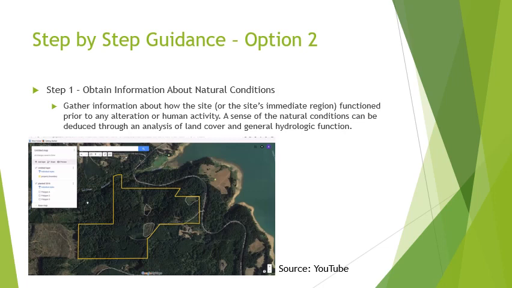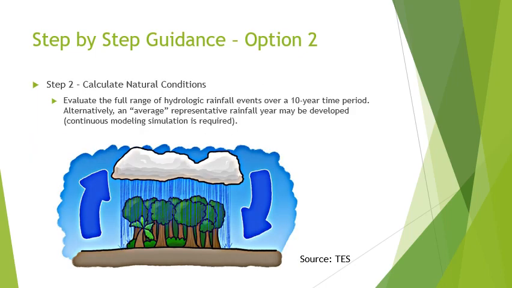You'll need to gather information about how the site functioned prior to any development. This is important to get a hydraulic baseline of the site. Step 2 of option 2 involves calculating the natural conditions of the site. You will need to evaluate the pre-development historic rainfall data over a 10-year period.